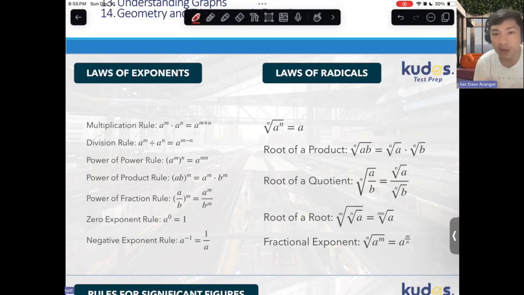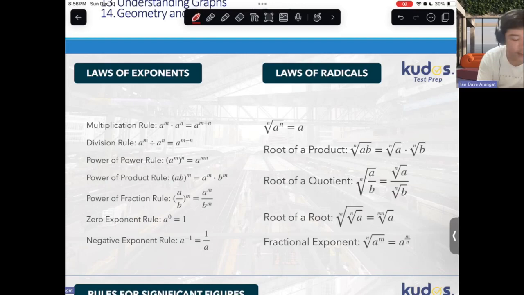So there are 5 laws of radicals. These are the identity rule, wherein the nth root of a raised to n is equal to a. The root of a product, root of a quotient, root of a root, and the fractional exponent.